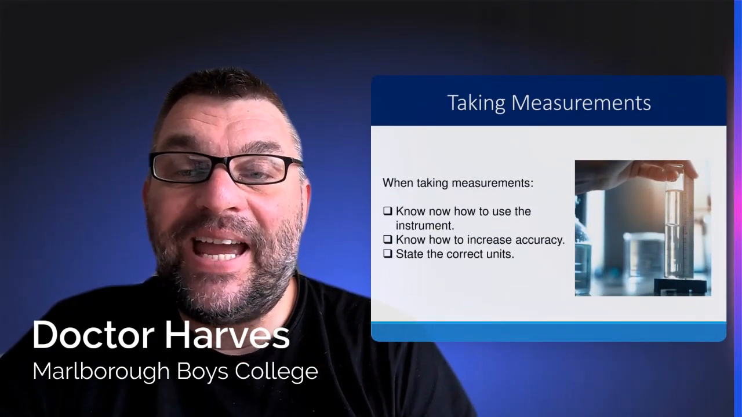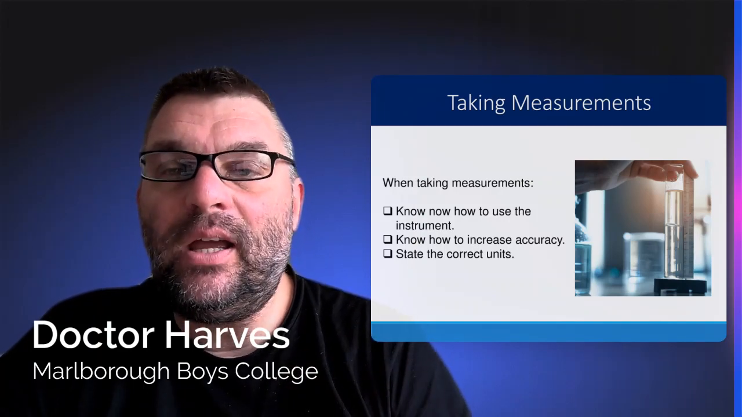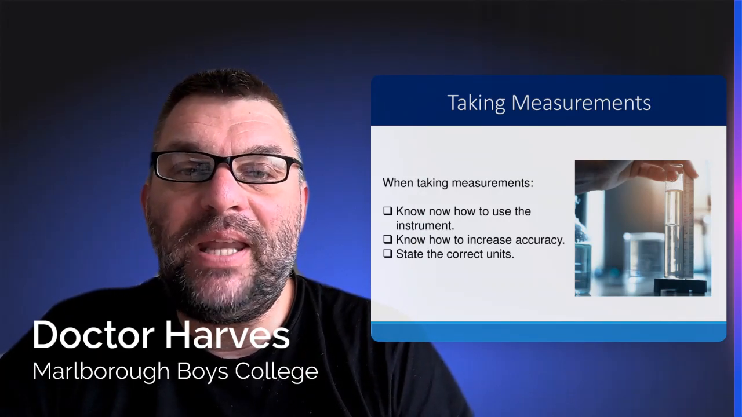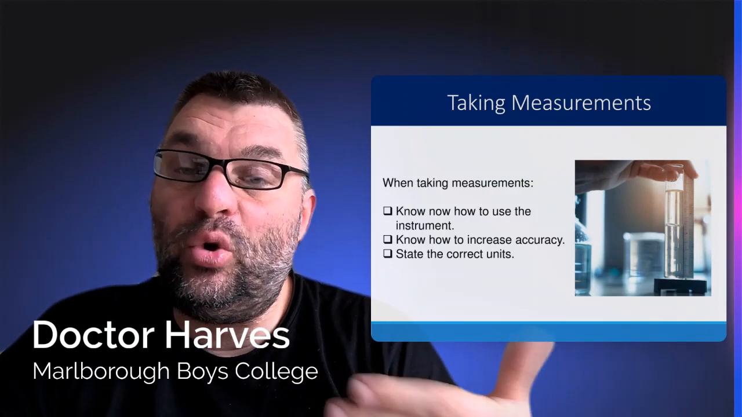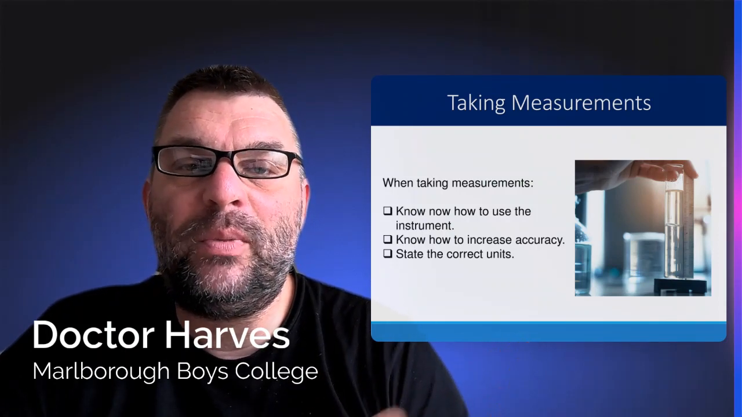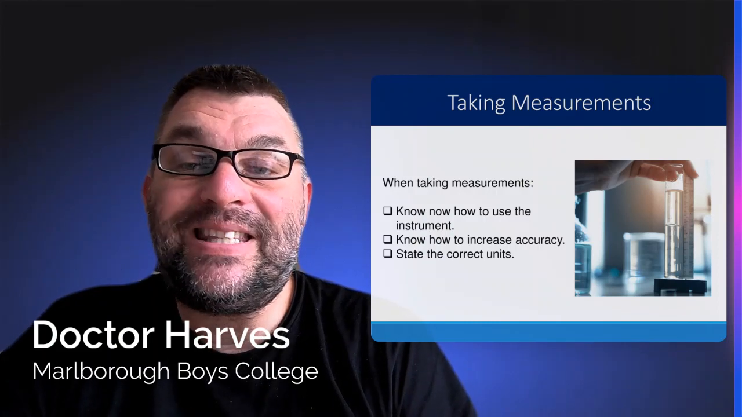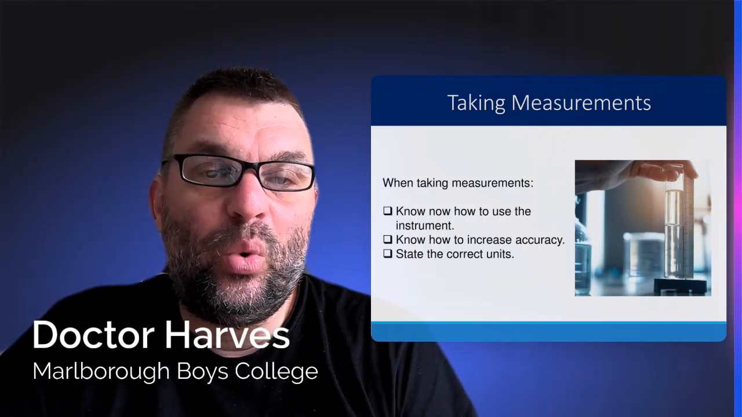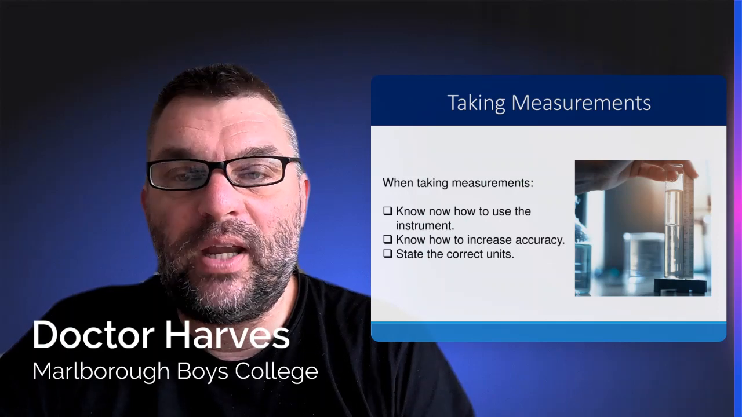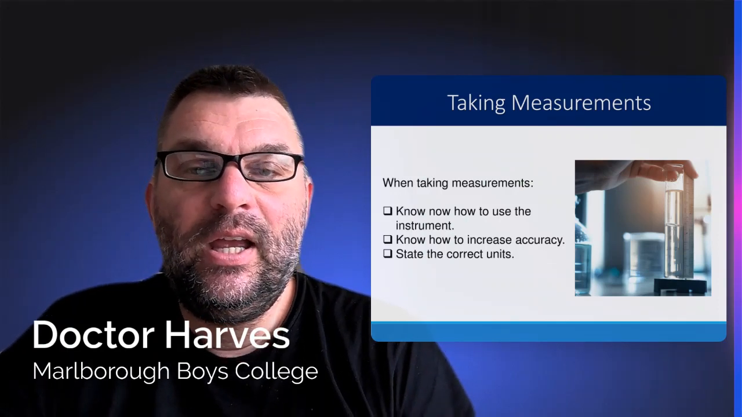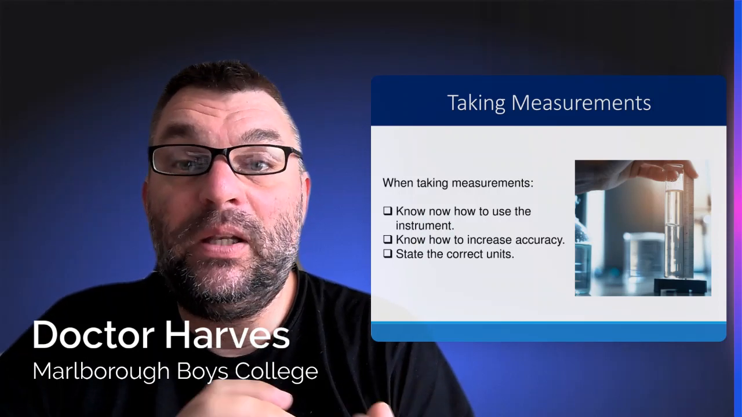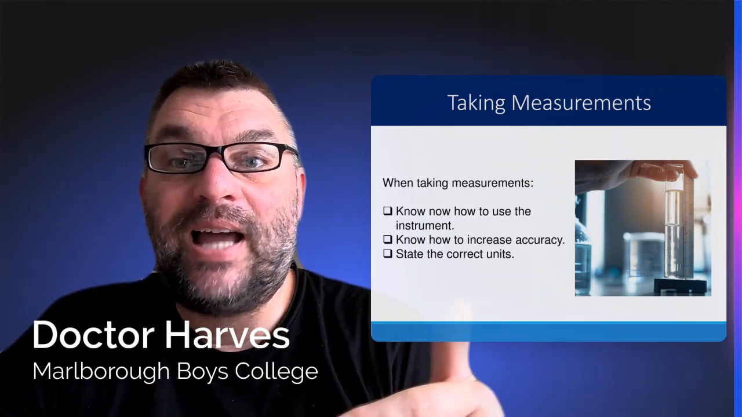Finally, in terms of taking measurements, when you're taking measurements of both the independent and dependent variable, know how to use the equipment or the instrument you're using to measure with before you actually do the measurement. Know how to increase the accuracy, and then also state the correct units for your measurements. Okay, so that's how we start building a method to actually start the experiment.